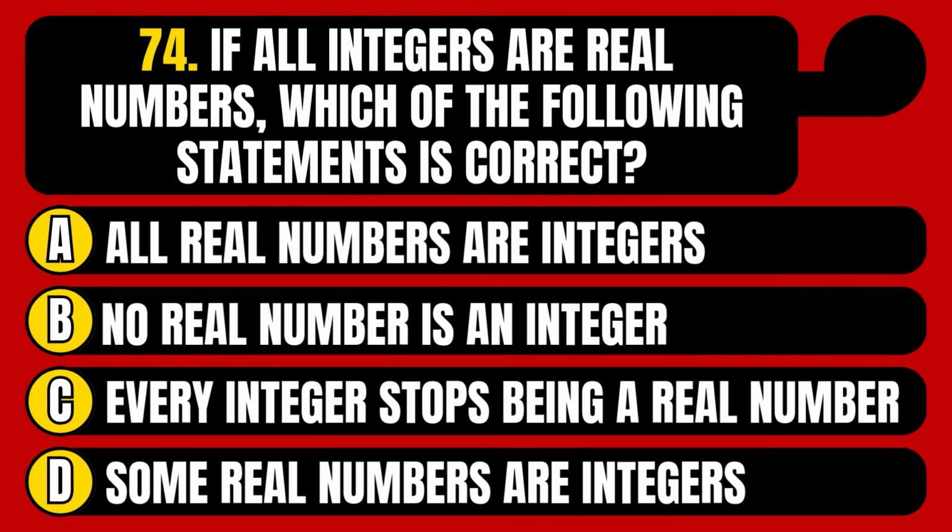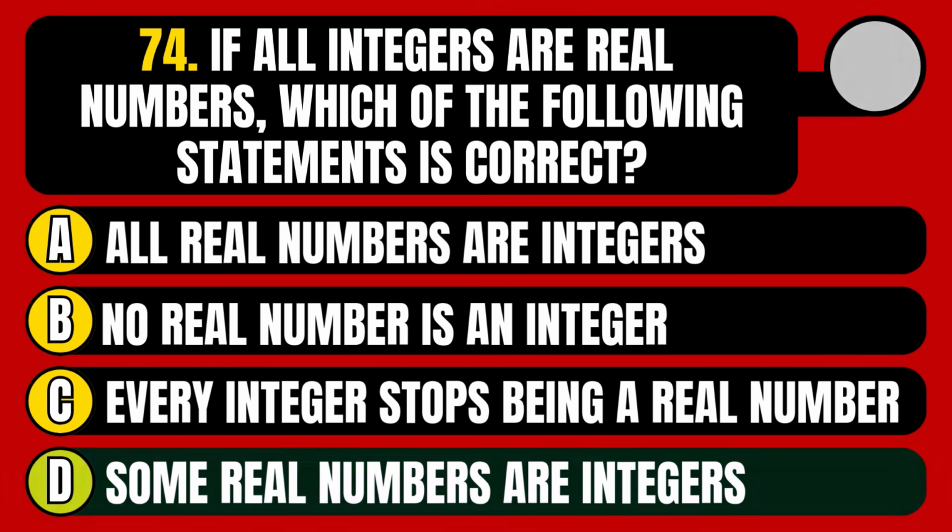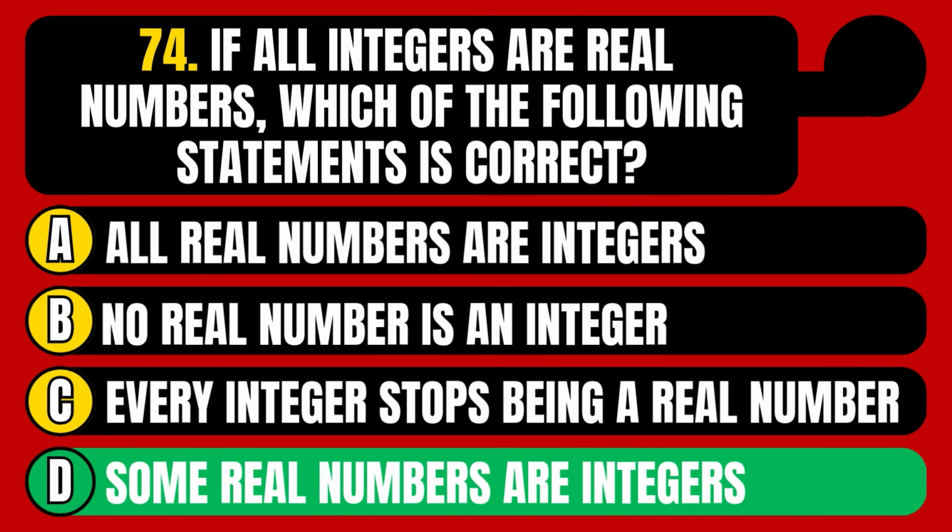If all integers are real numbers, which of the following statements is correct? All real numbers are integers, no real number is an integer, every integer stops being a real number, or some real numbers are integers? The correct answer is option D, some real numbers are integers.